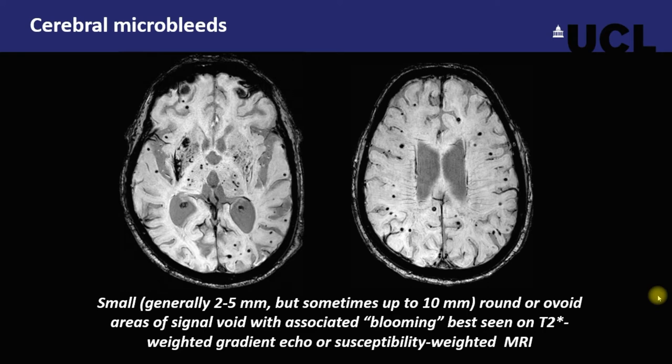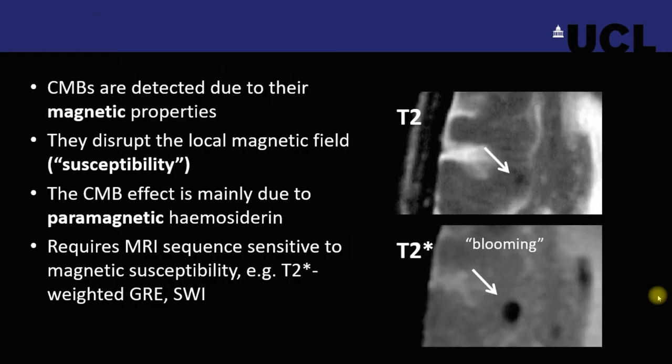Microbleeds are small, up to about 10 millimeter lesions. They're round or ovoid, and they're actually a loss of signal on a susceptibility weighted MRI sequence. And the typical sequences we use would be T2 star weighted gradient echo or dedicated SWI, susceptibility weighted MRI. And microbleeds have this blooming effect that I'll just show you now, whereby the lesion is hardly visible on a T2 but then becomes much larger on the blood sensitive sequence. And this shows very nicely how the microbleed is detected because of paramagnetic hemosiderin, which dephases the local magnetic field, producing a dropout in the signal.